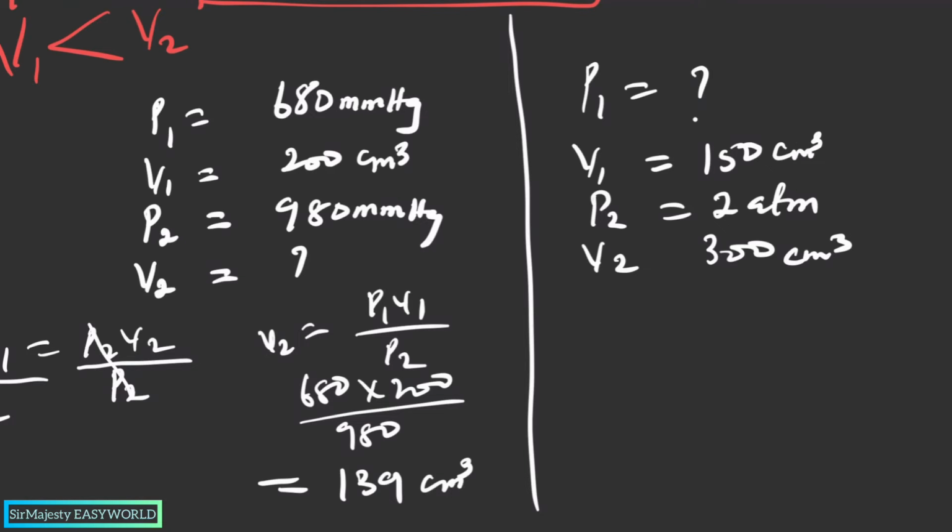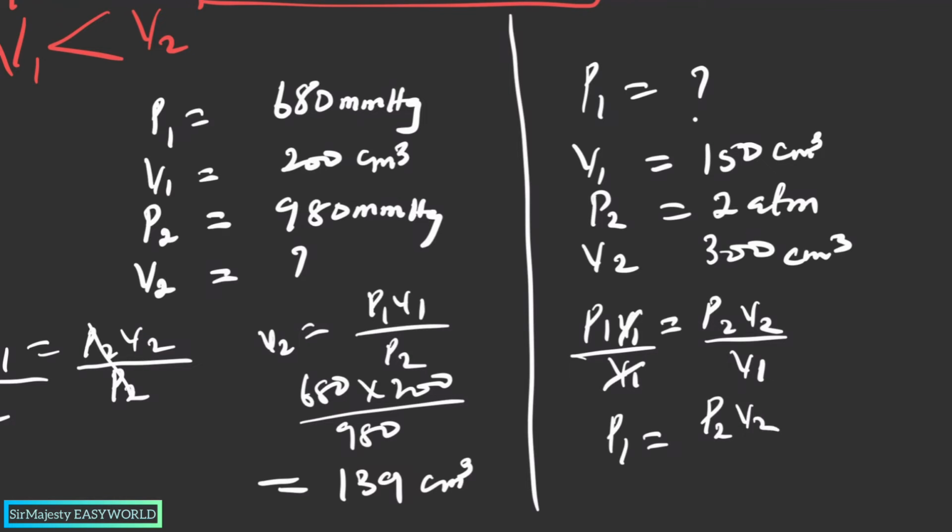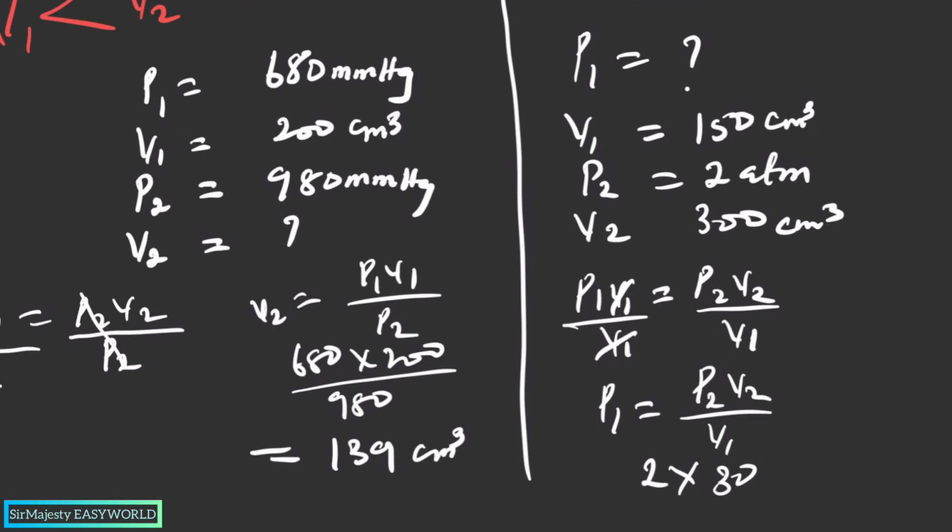Okay, so now use the reasoning. Normally using your P1 V1 is equal to P2 V2, such that we are looking for P1. Divide both sides by V1, V1 cancels. We have that P1 is now equal to P2 V2 all over V1, such that the P2 is 2 times the V2 is 300 all over V1, which is 150.